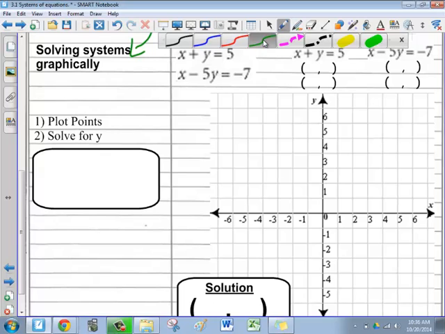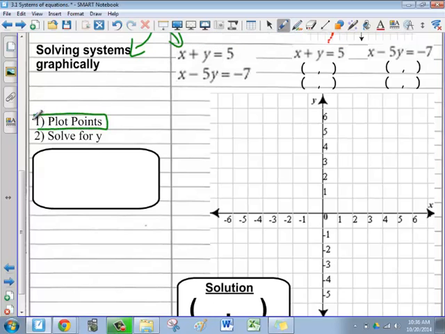Now, when I think about this, I think about two ways that you could graph these two equations right here. One way is by plotting points. If you plot 2 points, sometimes 3 is really better than 2, but 2 points should give you enough to draw the line. And the second way is by solving for y and then graphing it, because you've got the y intercept and you've got the slope. So let's start by plotting the points.